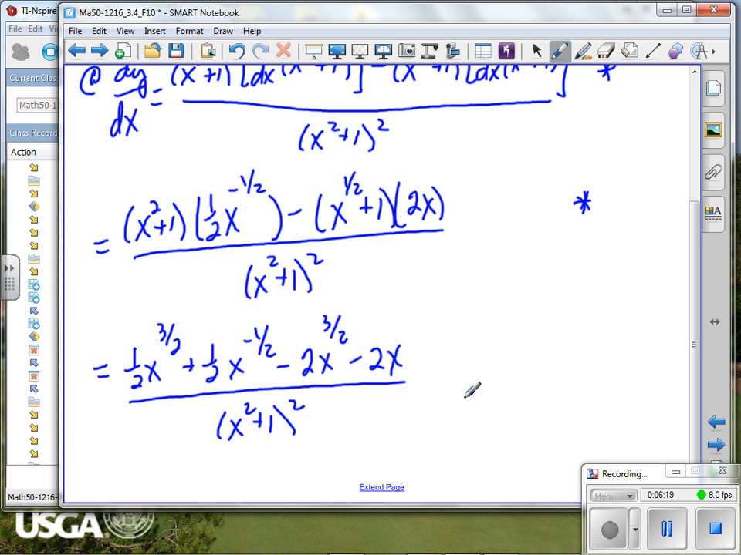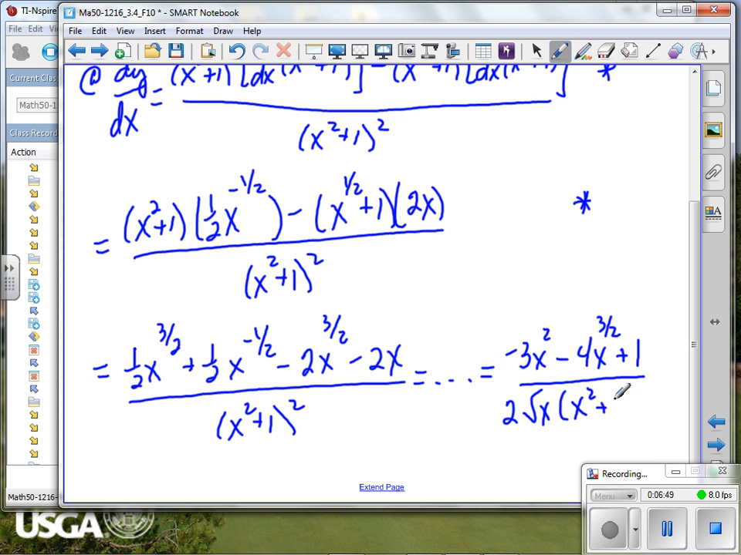We've got some x to the 3/2 we can collect. Here again, I'm not going to go through all the algebra with you. One answer would be negative 3x squared minus 4x to the 3/2 power plus 1, divided by 2 square root x, the quantity x squared plus 1, quantity squared. And you might think, how did this get in there when I just have these 4 terms? You've got the negative 1/2 here. If you make that a positive, that makes this term only 1 divided by 2 x to the 1/2.